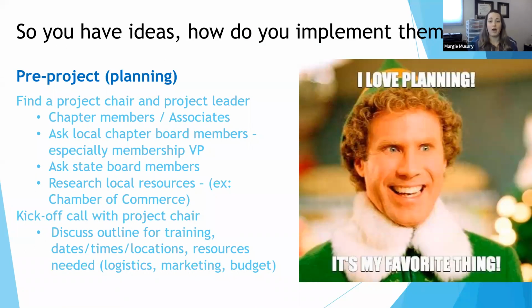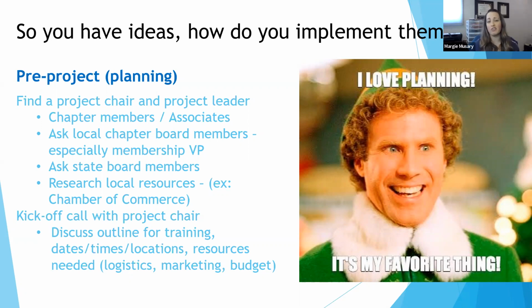So, we've now gone through and we've given you ideas. How do you implement them? The step-by-step to implementing these. So the first is pre-project, the planning phase. You're going to have to find a project chair and a project leader. The project chair, who is in charge of the PMG and the planning, doesn't always need to be the person giving the training or the project leader, right? Most of the time they are one and the same, but they don't have to be.